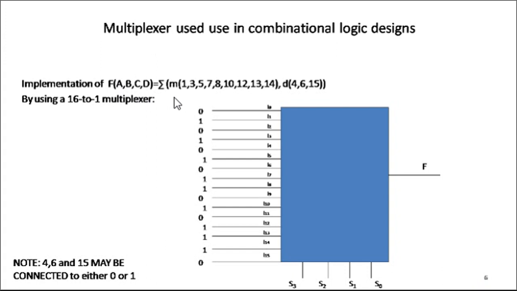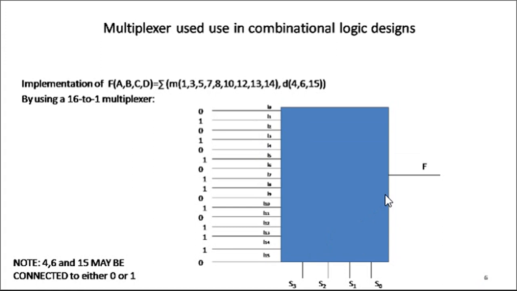So 2 raised to power 4: 2 multiplied by 2 is 4, 4 multiplied by 2 is 8, 8 multiplied by 2 is 16. So it is nothing but a 16 to 1 multiplexer. So what we have to do? We have to draw one multiplexer with 16 inputs and 1 output.